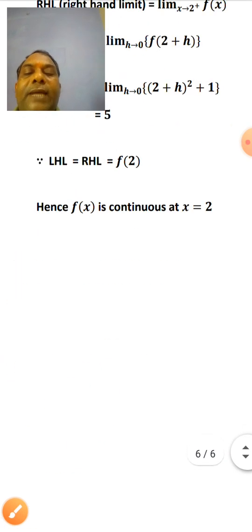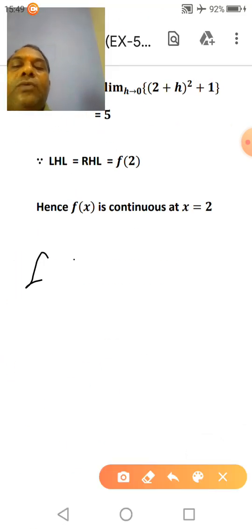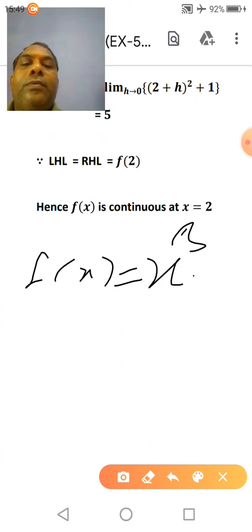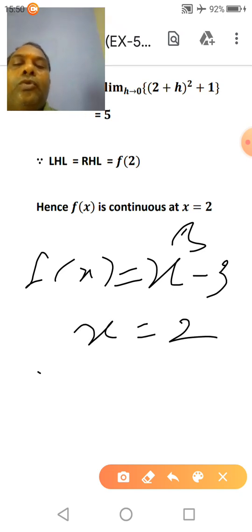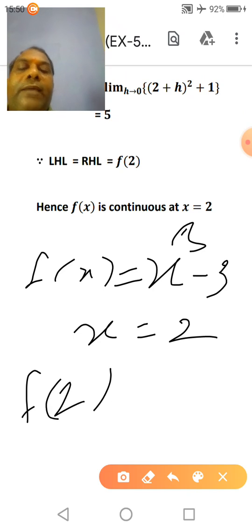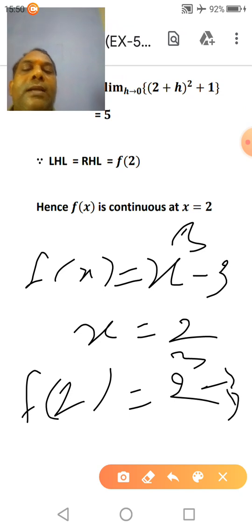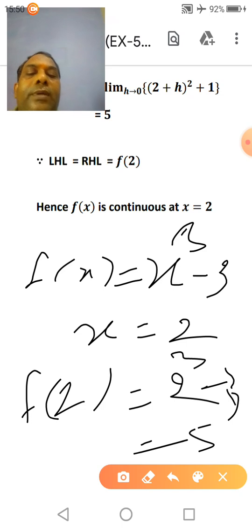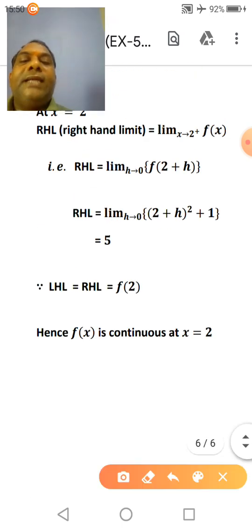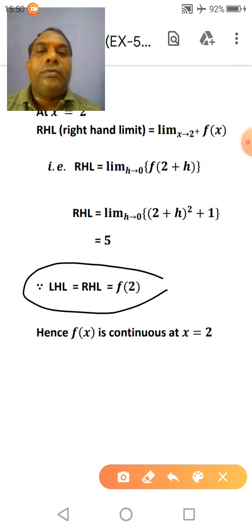So you can find f(2). So f(x) is equal to x^3 - 3 when x = 2. So find f(2). f(2) will be 2^3 - 3, which will be equal to 5. So we can say that LHL = RHL = f(2). Therefore f(x) is continuous at x = 2.